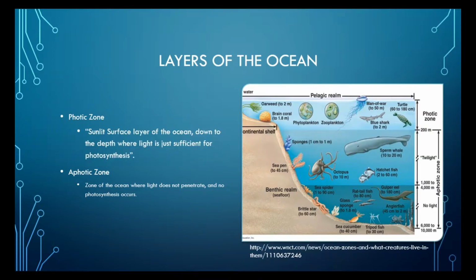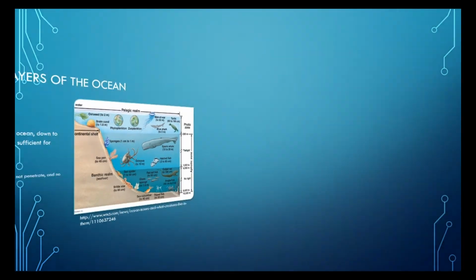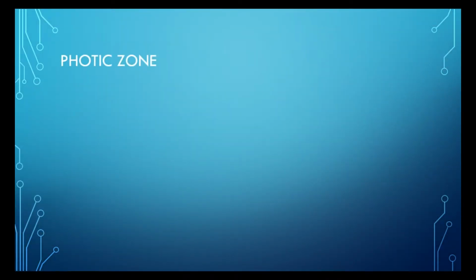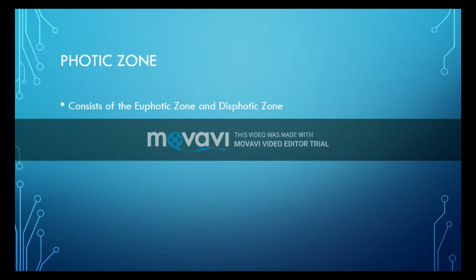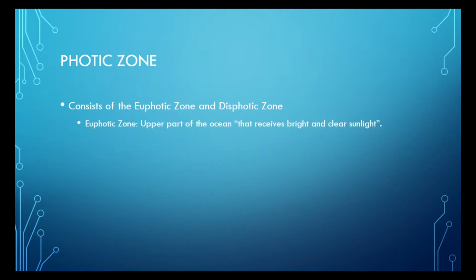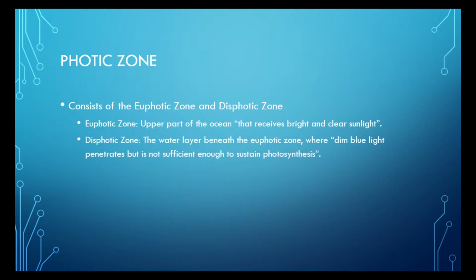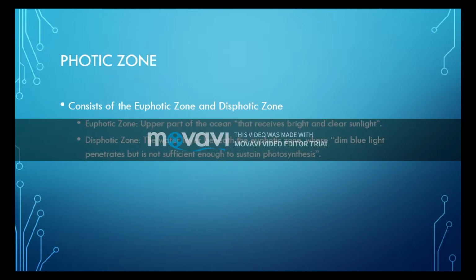So I'll be going to the in-depth portion of the photic and the aphotic zone after this. As I introduced in the previous slide, the photic zone is comprised of two lesser parts, the euphotic zone and the dysphotic zone. The euphotic zone is the upper part of the ocean that receives the bright and clear sunlight. The dysphotic zone is the water layer beneath the euphotic zone, where dim blue light penetrates, but is not sufficient to sustain photosynthesis.